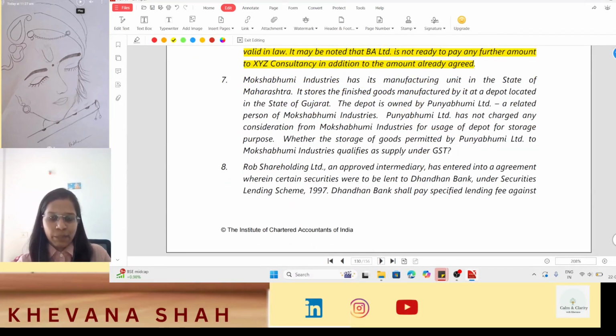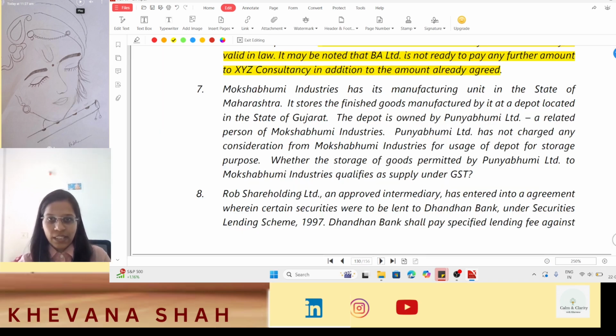Rob Shareholding Limited, an approved intermediary, has entered into an agreement wherein certain securities were to be lent to Dhanbandhan Bank under the securities lending scheme. Now, securities are out of the definition of supply. So supply specifically excludes securities, but there is a specific case of the securities lending scheme. So let's see the question.